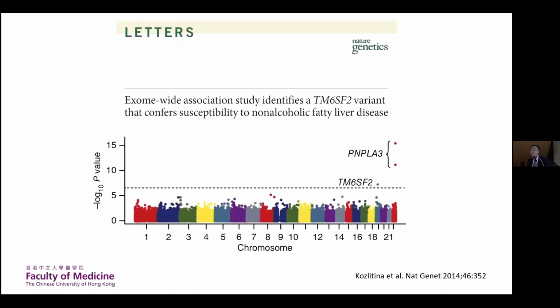So 10 years ago in Nature Genetics, we identified the second gene polymorphism that is associated with the development of fatty liver disease. This was our exome-wide association study. As you can see, PNPLA3, the first gene identified to be robustly associated with fatty liver, is here. But you can also see that TM6SF2 is also highlighted in this Manhattan plot.